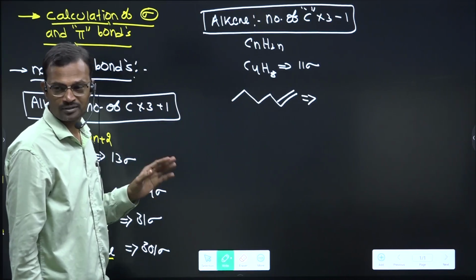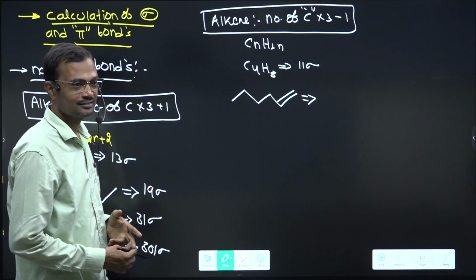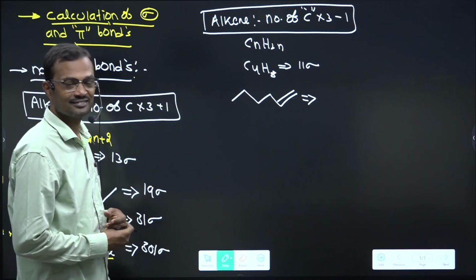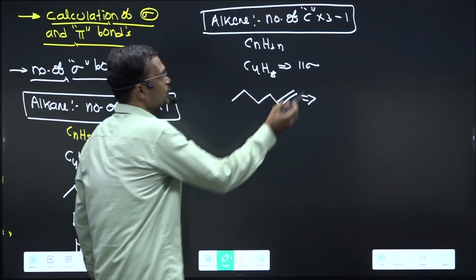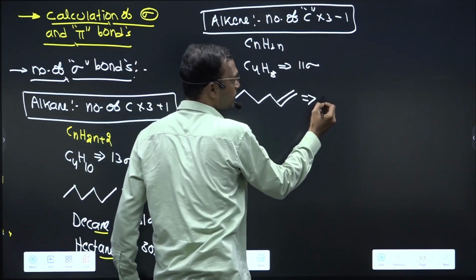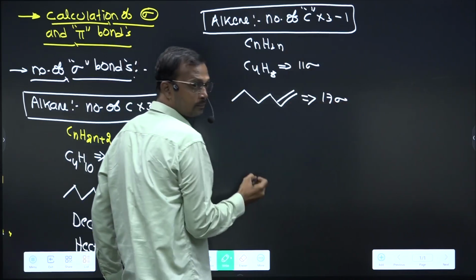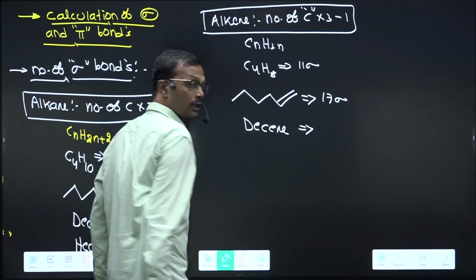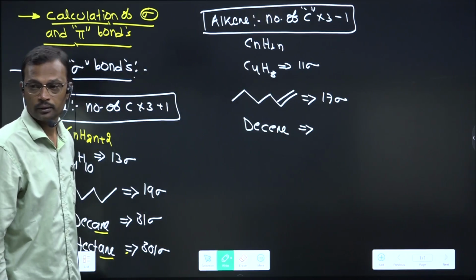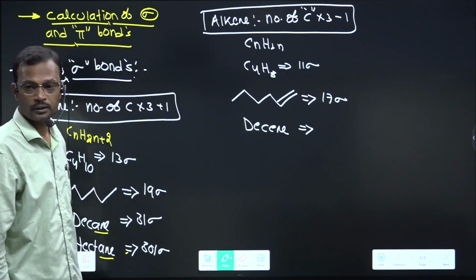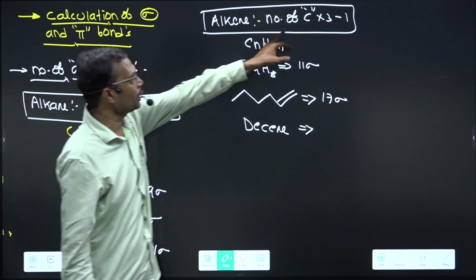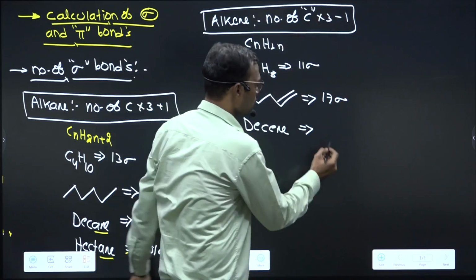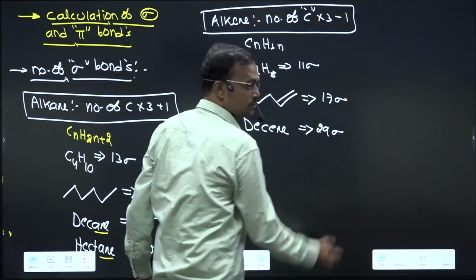That's why tables, you should be very strong. 6 into 3, 18 minus 1, 17 sigma. Okay, now I am using decene. Decene means what? How many carbons? 10 carbons. So 10 into 3, 30. 30 minus 1, 29 sigmas.